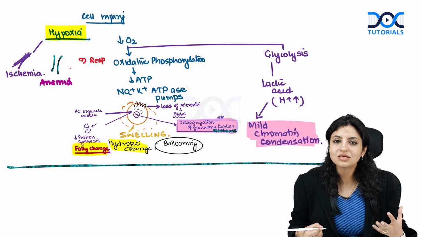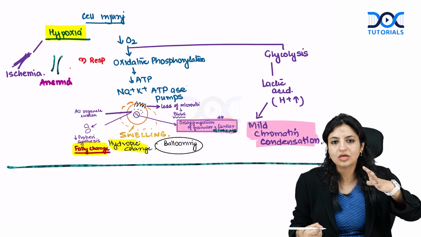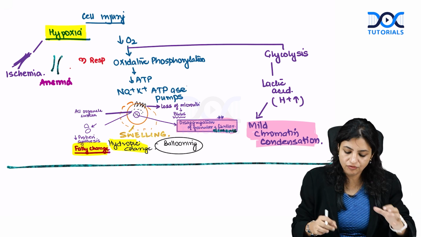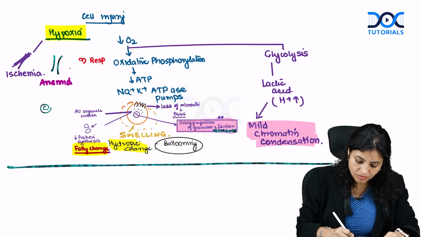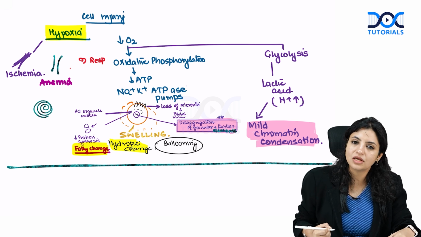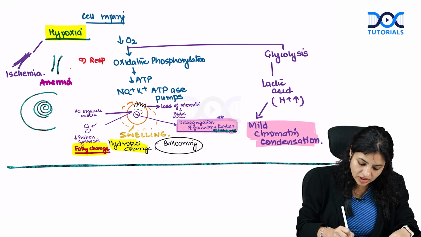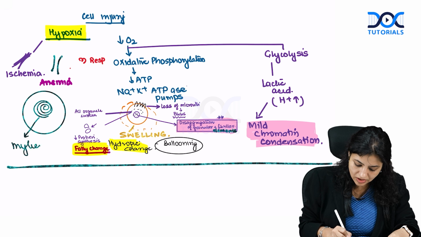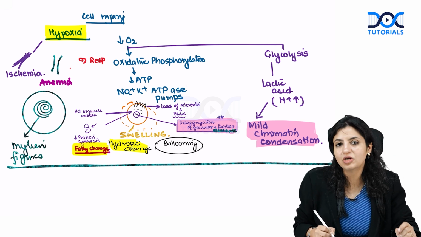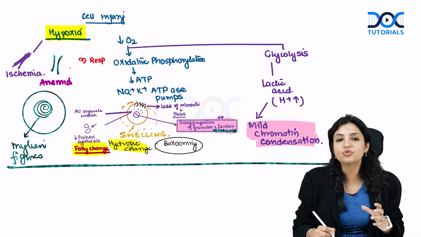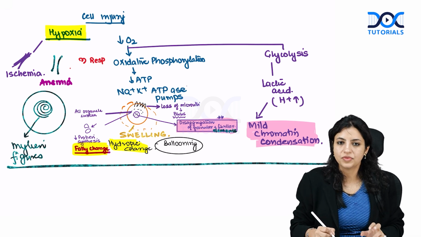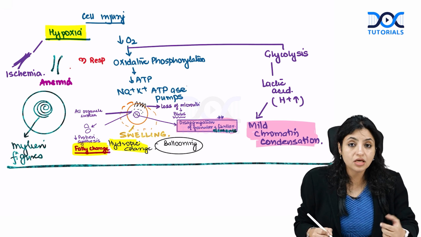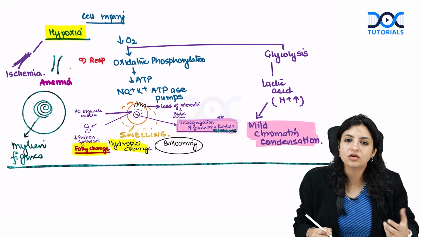So, when the cell is swelling, some of the phospholipids might even fall down in the cell. These phospholipids that fall down in the cytoplasm of the cell are called myelin figures. So, myelin figures are nothing but phospholipid whorls. They are very few in number in reversible cell injury, okay? But they can be more in irreversible.